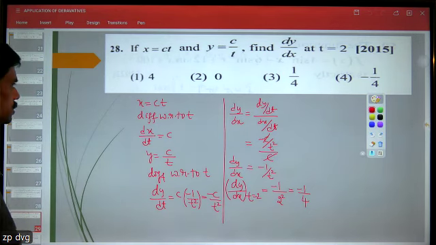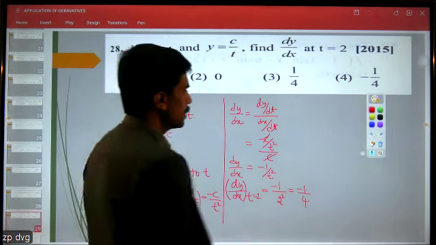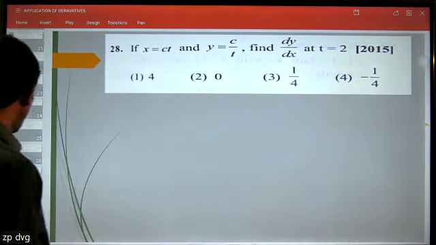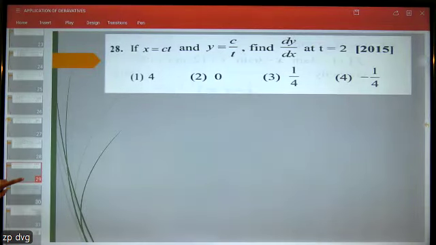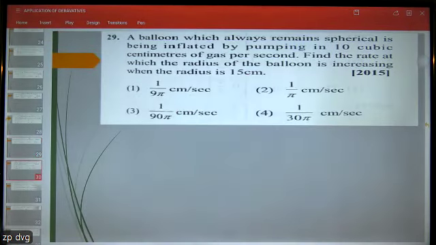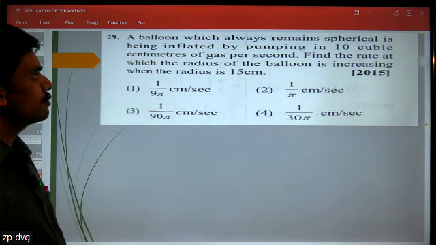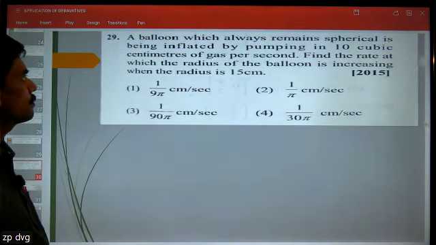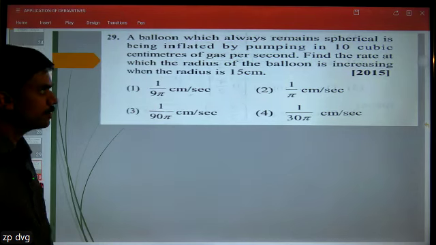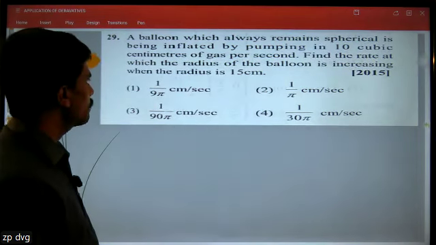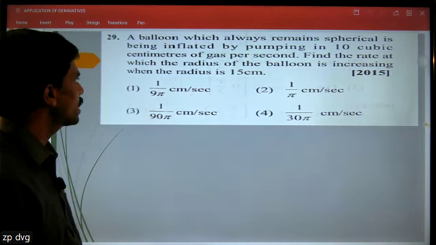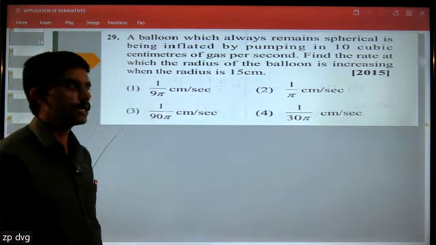Okay. So next, question number 29. A balloon which always remains spherical is being inflated by pumping in 10 cubic centimeters of gas per second. Find the rate at which the radius of the balloon is increasing when the radius is 15 centimeter.